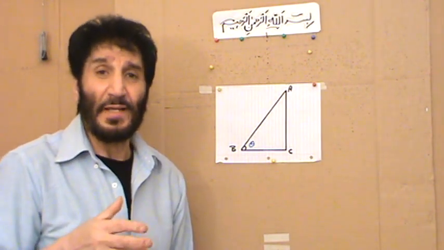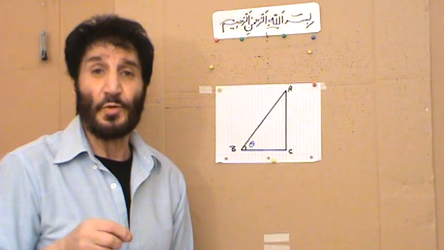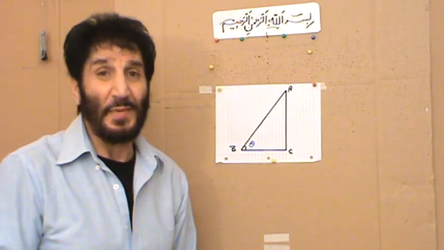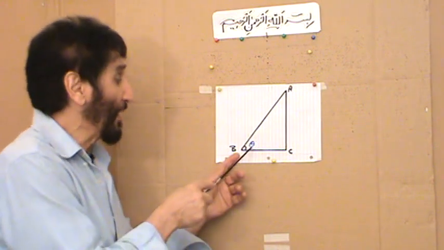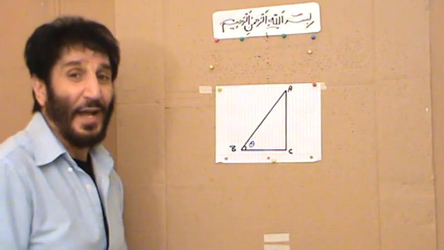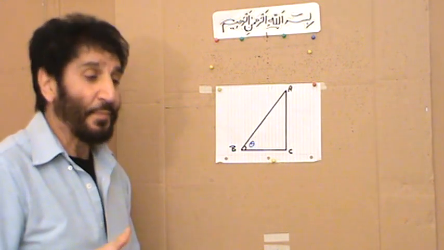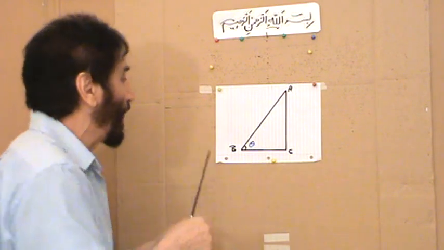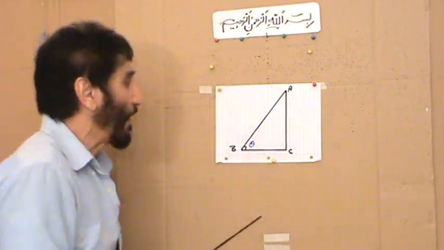When you use a trig function, you must also indicate the argument of that. In other words, the angle should be mentioned. So you see, I'm emphasizing the sine of this angle, the sine of theta. I don't say sine. Sine without the argument is meaningless. So try not to commit that.